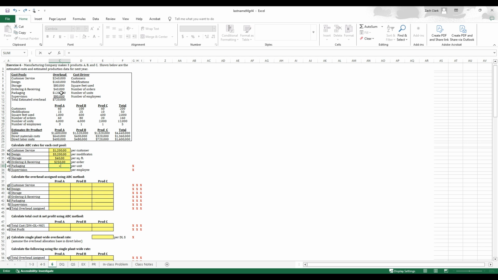Then we've got packaging, a total cost of 120,000 divided by the number of units, which is 12,000. Excuse me. And then a supervision total cost of $80,000 divided by the number of employees, 5. Okay, so now we've got our per unit allocation rates. Now let's break these apart and use them to assign per product.